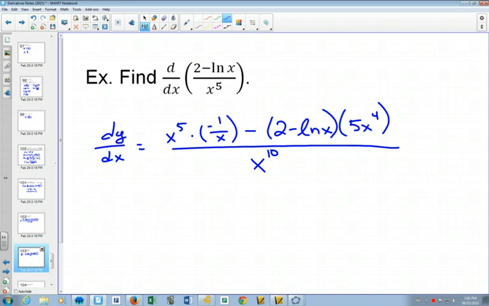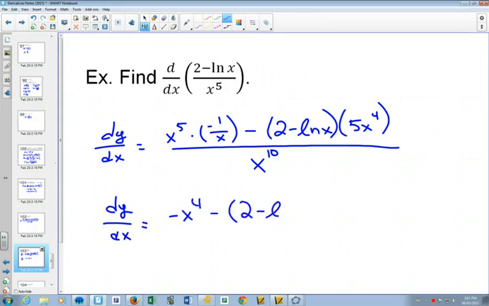As far as what would be in the back of the book for this one, well, when we're simplifying the top, this will just be negative x to the 4 minus 2 minus natural log of x times 5x to the 4.